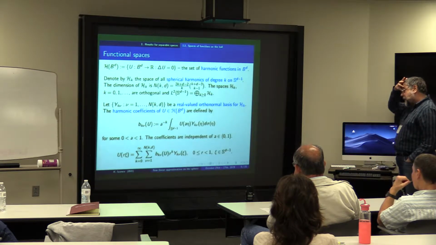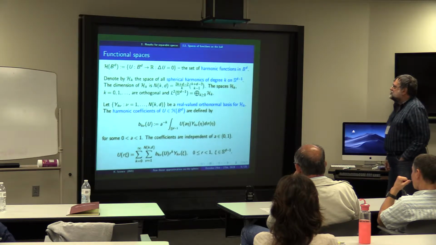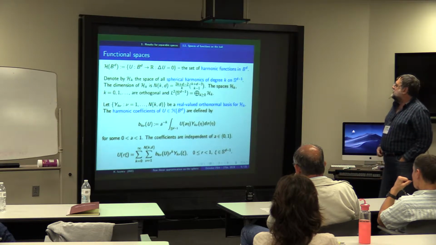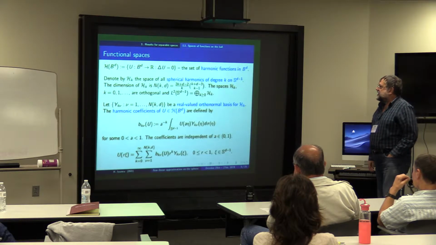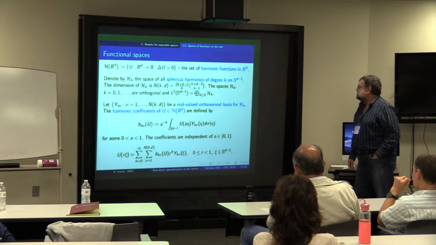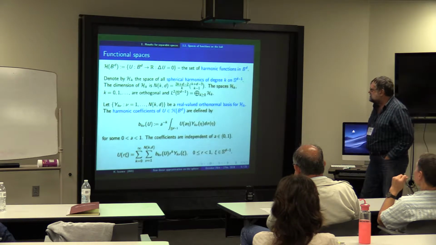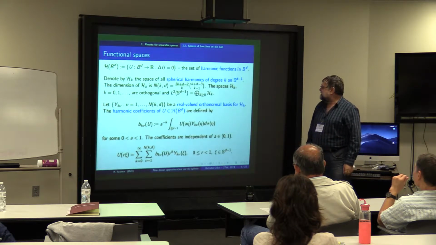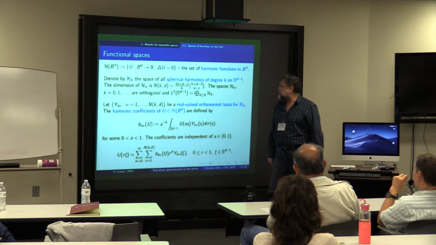Now, function spaces. I'm going to define the function spaces starting with H(B^d), which means the set of all harmonic functions in the open unit ball. After that, H_k will denote the space of all spherical harmonics of degree k on the sphere. The dimension of H_k is well known. Here it is. What is important is that for different k's, all H_k are orthogonal, and L2 can be represented as a direct sum of H_k.